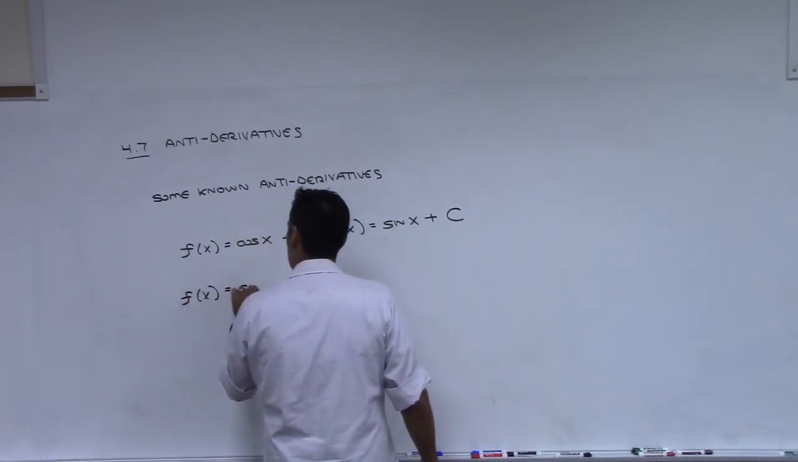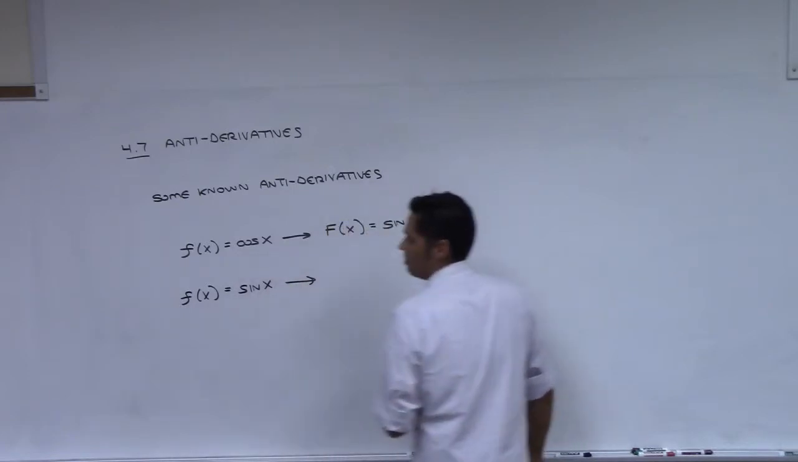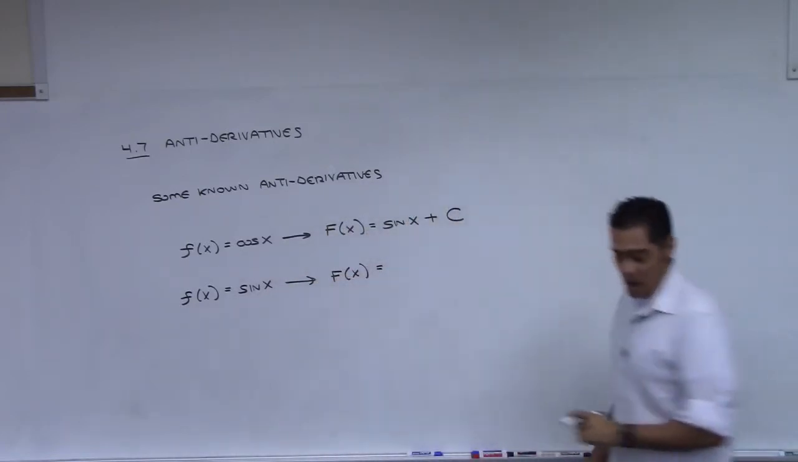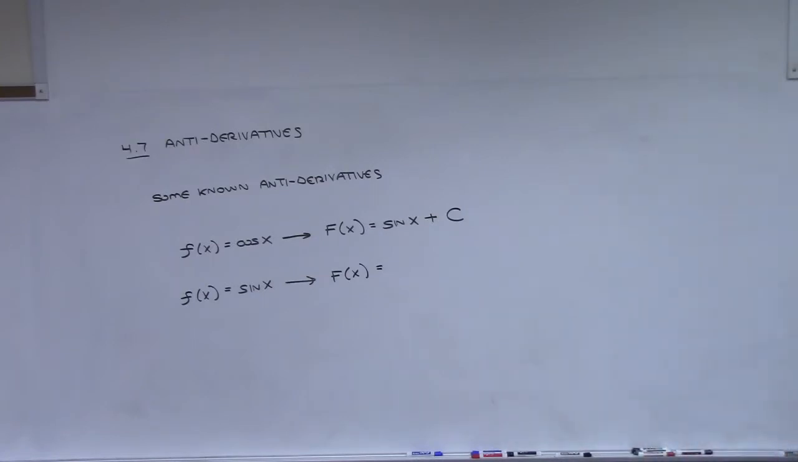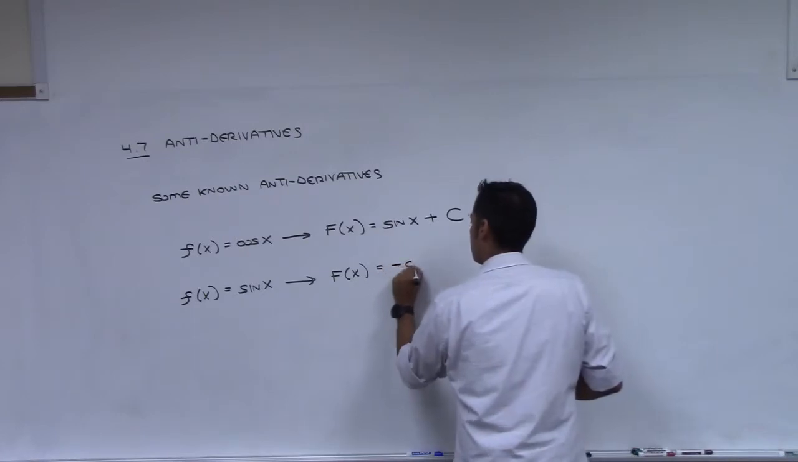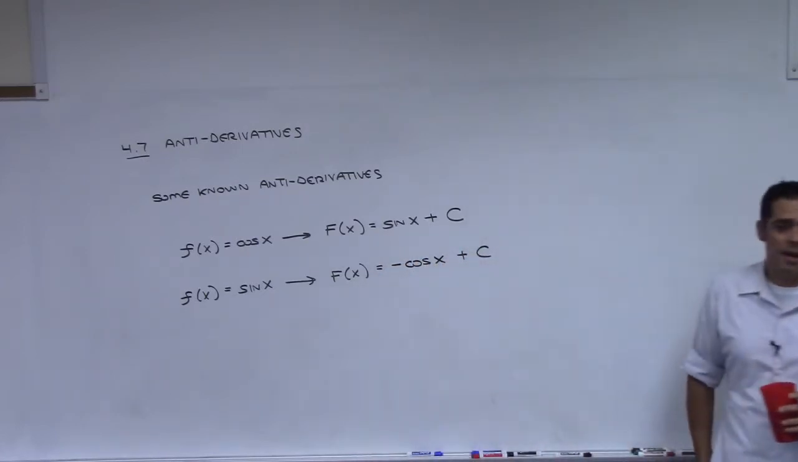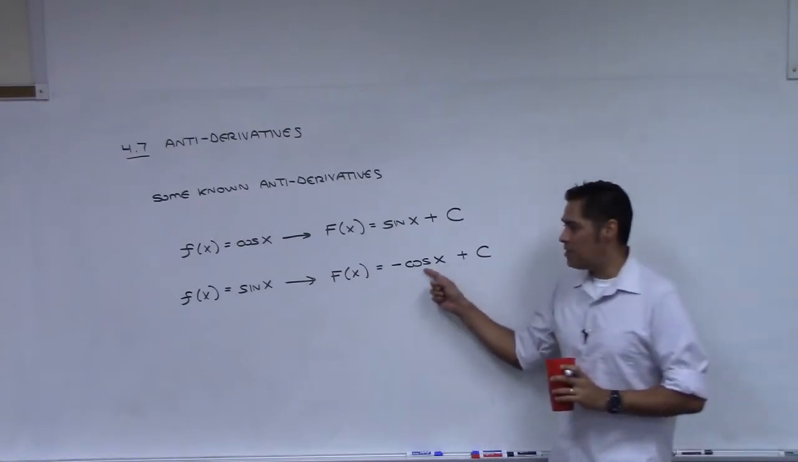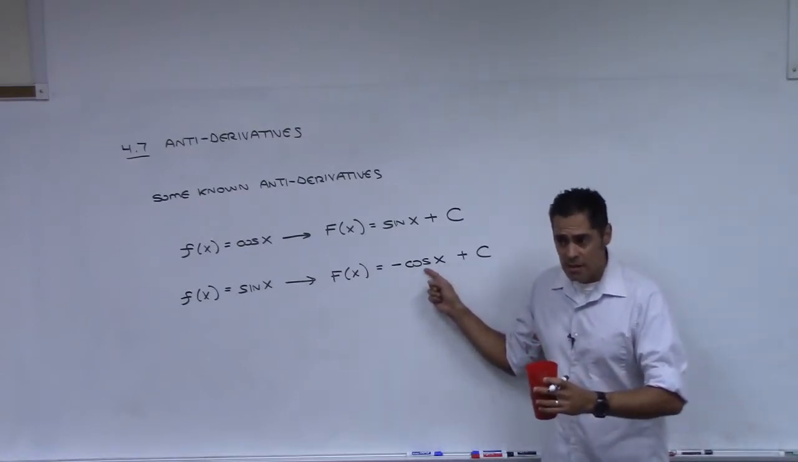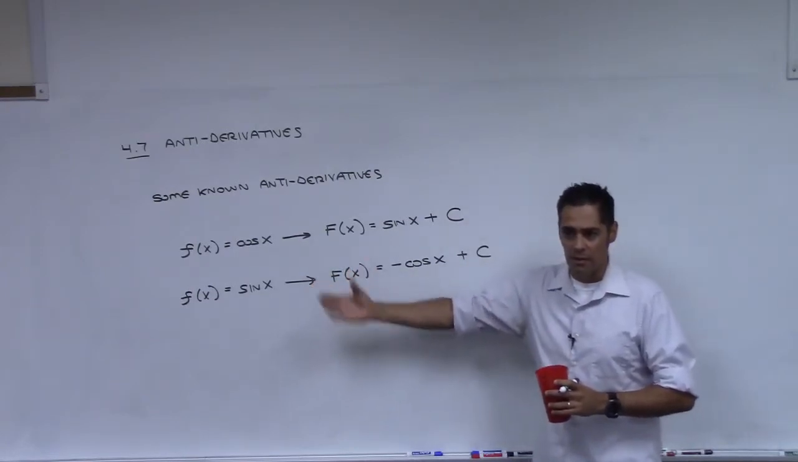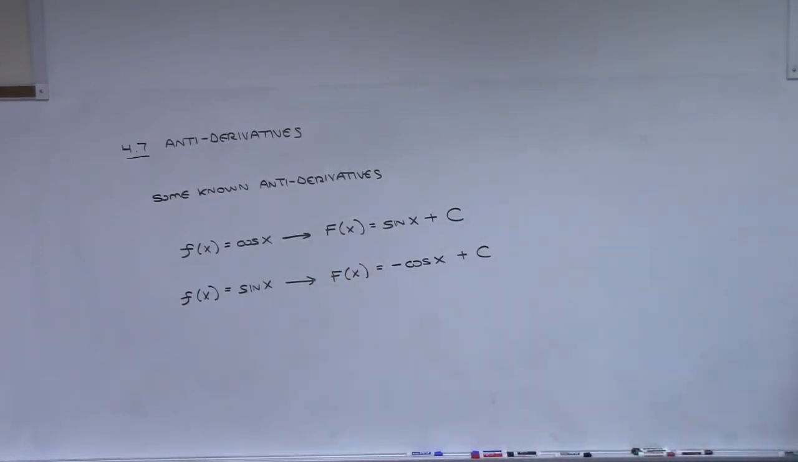How about the antiderivative of sine x? So capital F of x. What would we need to take the derivative of to get positive sine x? Negative cosine x, right? Plus some constant. So here we do have to account for the fact that when you take the derivative of cosine, you get a negative sign. So we have to put a negative in front so that it kills off that negative and becomes positive over here, right? What are some other things?